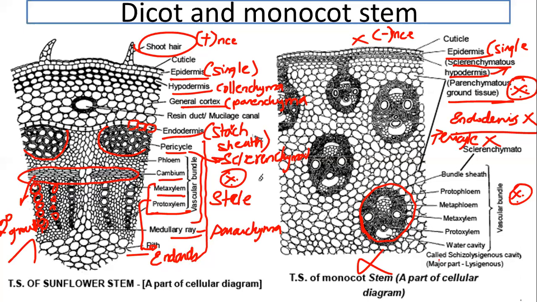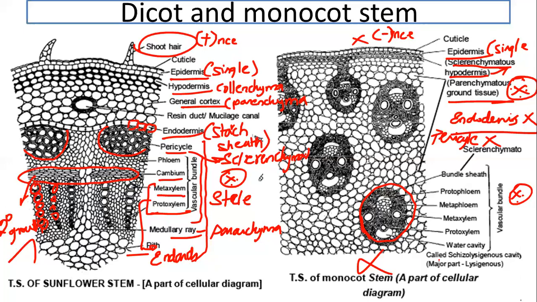So let me make it very simple. Dicot and monocot both have epidermis, but dicot will have root hair, and monocot will not have root hair. Dicot has a hypodermis made up of parenchyma, and monocot has one made up of sclerenchyma. Dicot has a general cortex made up of parenchyma, but in monocot, instead of a well-modified cortex, they have parenchymatous ground tissue. When we talk about endodermis, in dicot the endodermis is covered with a starch sheath, but in monocot the endodermis is totally absent.